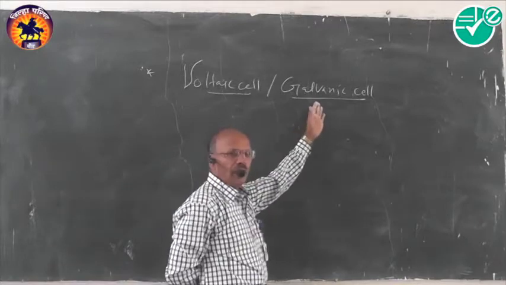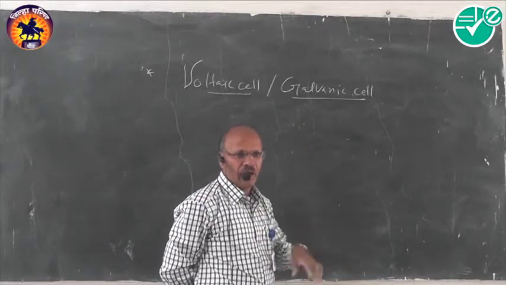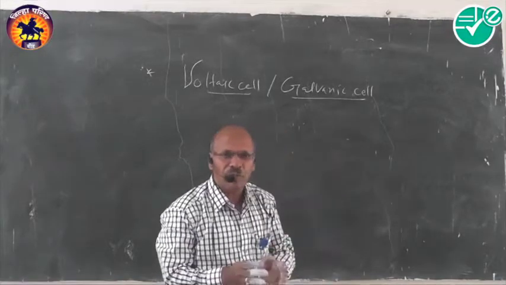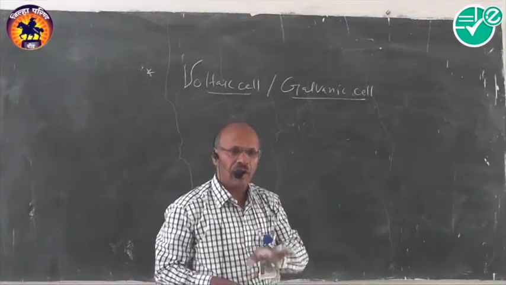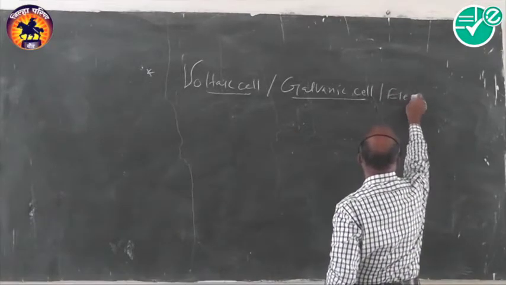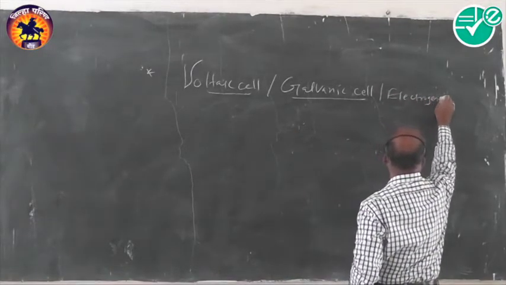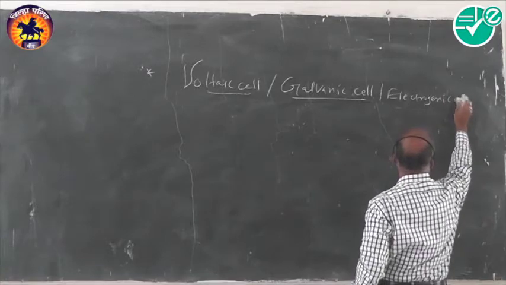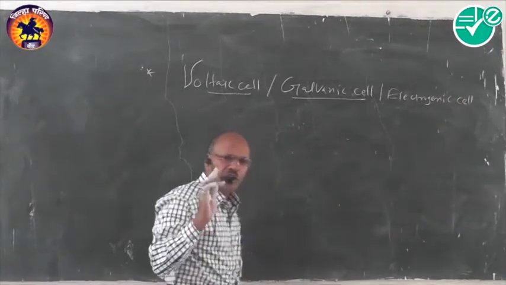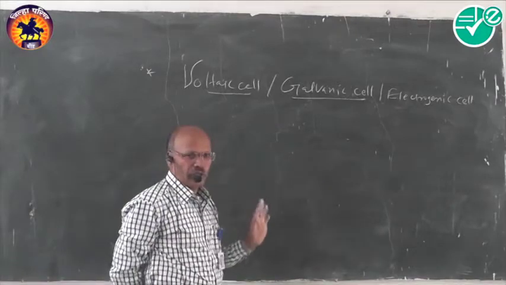It is used mainly by the scientist Galvani, and hence the name is the galvanic cell. As this cell produces electric current, electricity, therefore it is also known as the electrogenic cell, as it generates electric current.